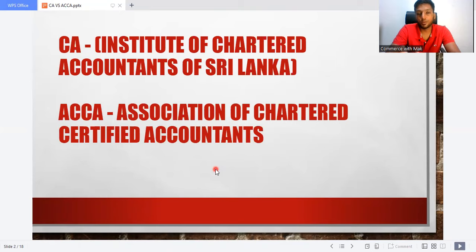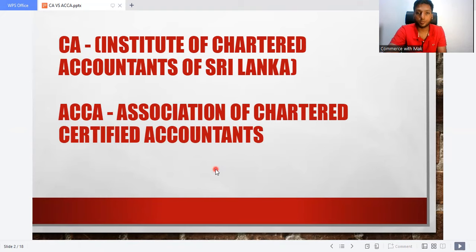So before we move on to the content, you might have this question: after your A levels, after your O levels, what is the best qualification if I need to go on the pathway of a chartered accountant? So there are only two particular pathways in chartered accountancy. One is CA and the other one is ACCA. That's the reason I took these.